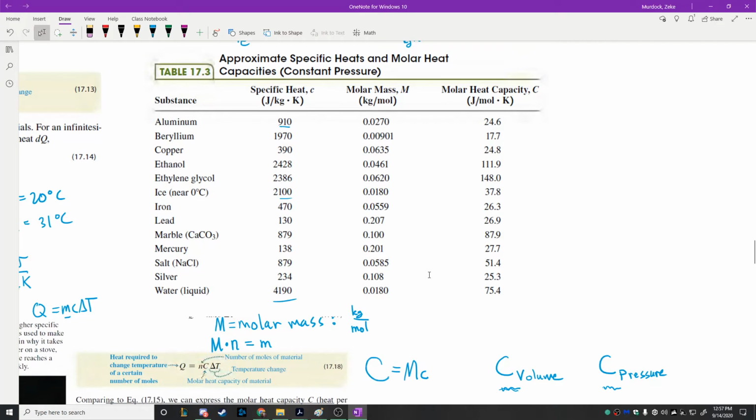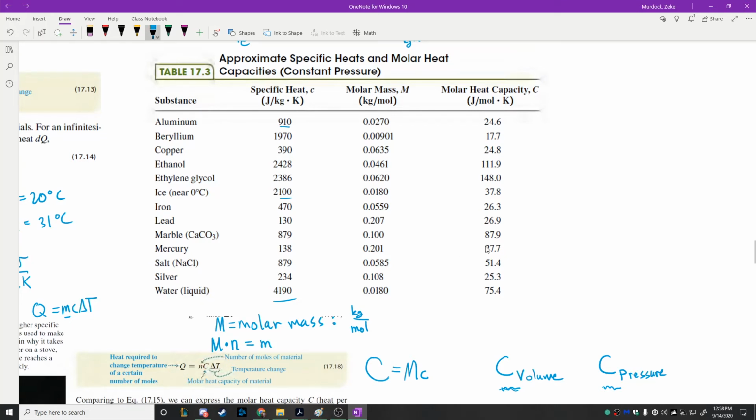What's the difference between... Is it just metals? In this table, it's just metals. What's the difference, for example, between silver and salt? Or water and silver? Or marble, for that matter? These are compounds, right? They're not just single elements.